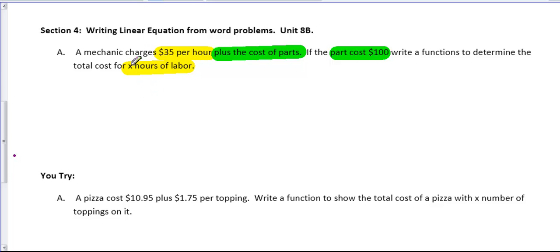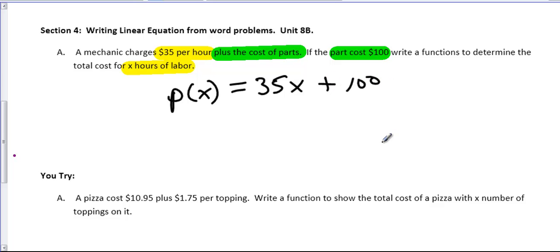Okay, so again, we're being told what the variable belongs with. Alright, so we would write our function, I'm going to use P for price. Alright, P of X is equal to $35 per hour plus the cost of parts, which is $100. Also keep in mind that we've been saying, when it comes to graphing, the P of X is the same as saying Y equals. Alright, so understand that that notation can very easily be changed if you need to graph.